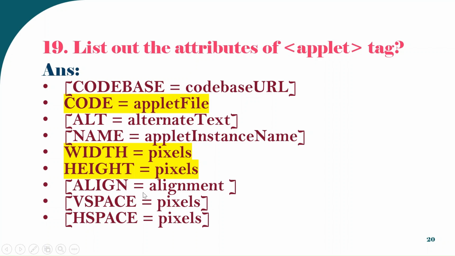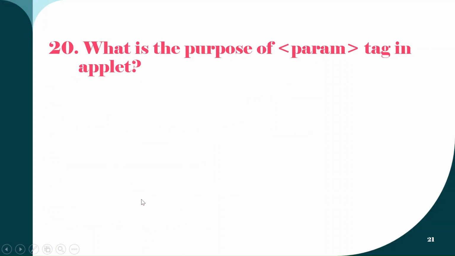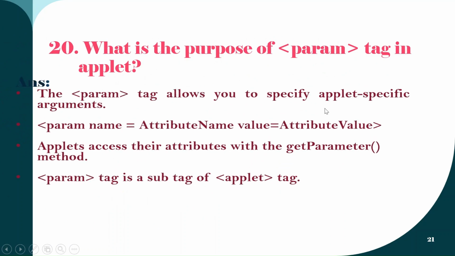Then if you want to go for some alignment, I can use the align attribute. Then if you want to give some vertical and horizontal spacing among the components, you can use vspace and hspace. Now, what is the purpose of the param tag in Applet?